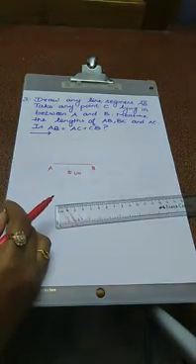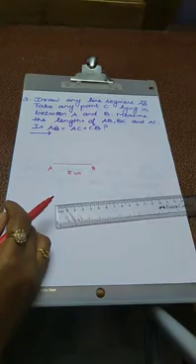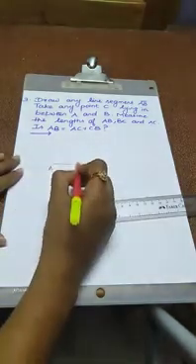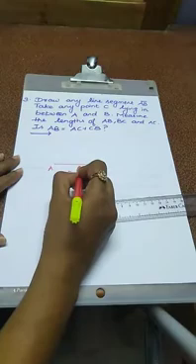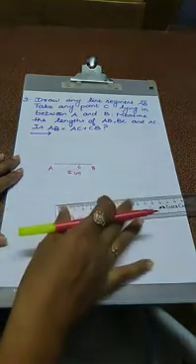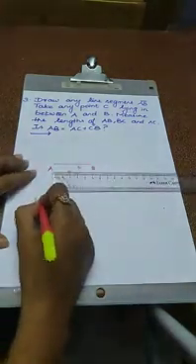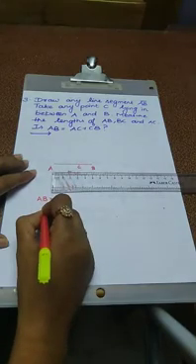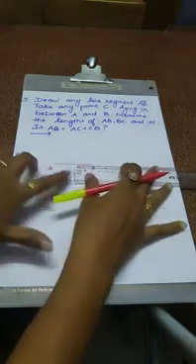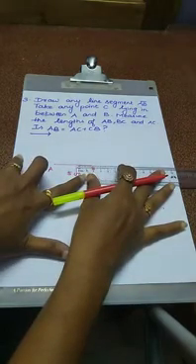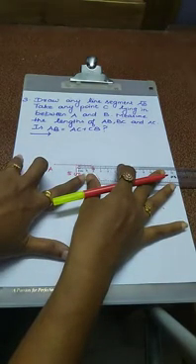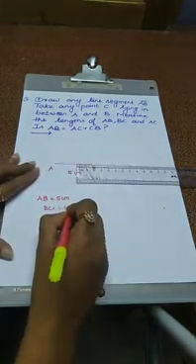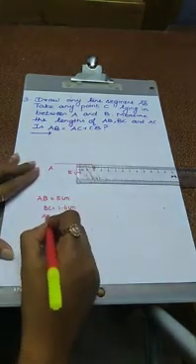Now what is the next one given? Take any point as C. Suppose I am going to mark C here. Just measure the value. What is the AB value? Whole AB value is 5 cm. Now measure the BC value first. What is the BC value? That is exactly 1.6. Now you just measure the AC value.